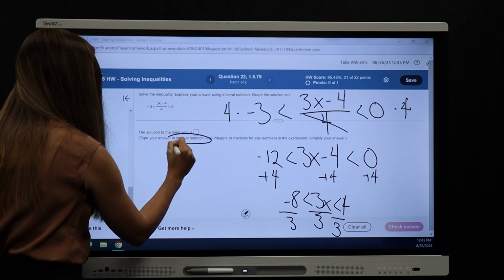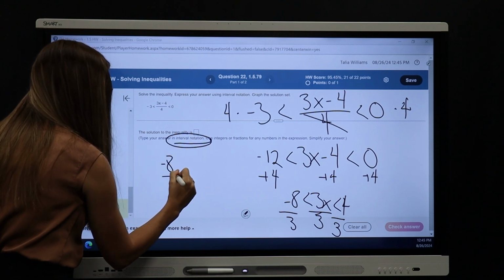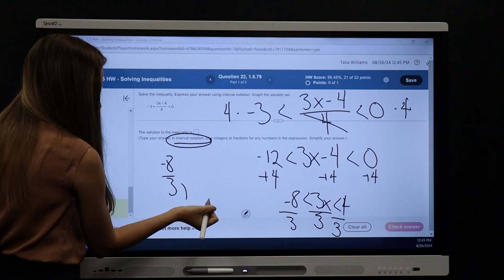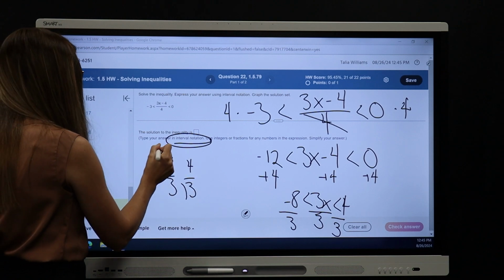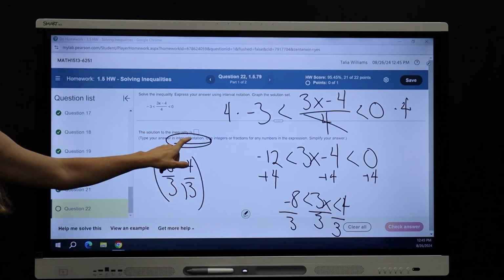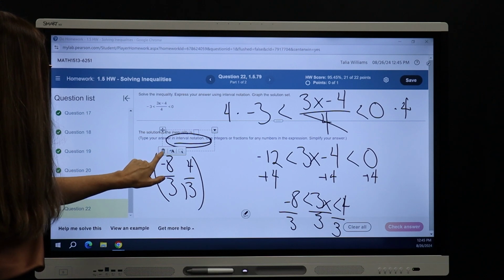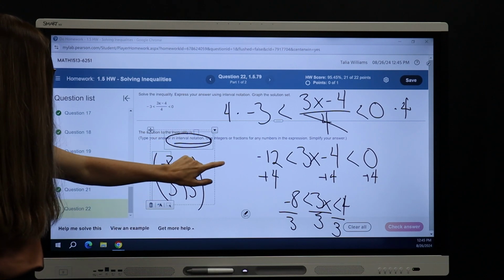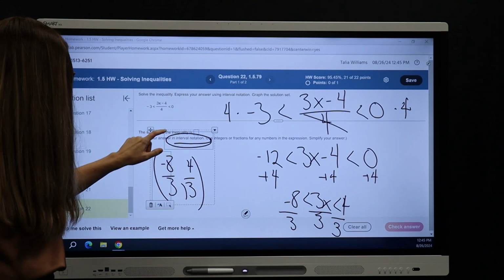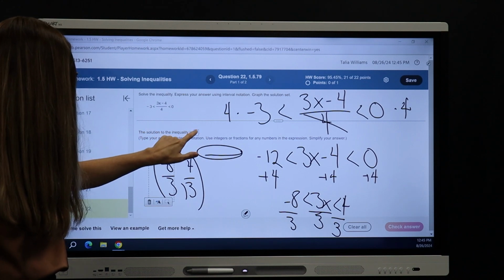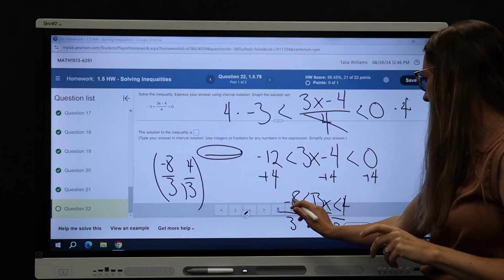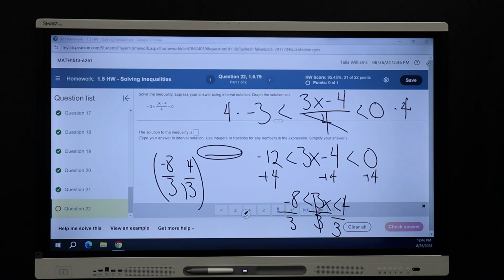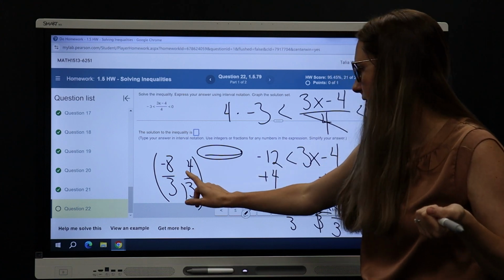Okay, so we're going to have -8 over 3, comma, 4 over 3. And since they're both just less thans, it gets parentheses. That's going to be what we type in there. If they had set builder, we'd have to do it with the x. We'd have to type in -8/3 less than x less than 4/3. But this one, since I did that, it took it off. We typed just this in.